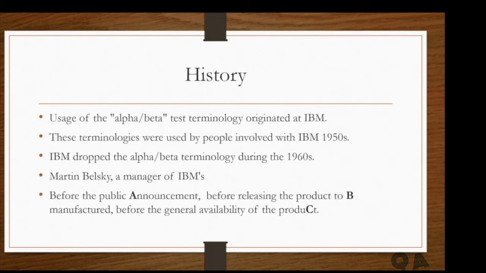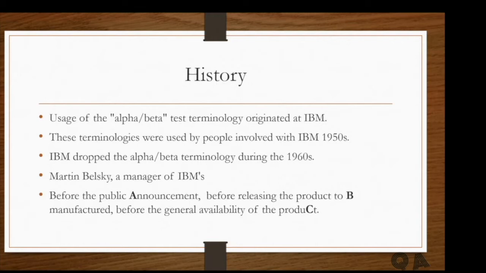Next, I'd like to explain the history. Actually, this terminology about alpha and beta originated from IBM. They started using it in the 1950s, but later on they dropped this terminology in the 1960s. But actually, the brain behind the terminology is Martin Belsky. He was a manager at IBM, and he is the one who brought out this terminology of alpha and beta.